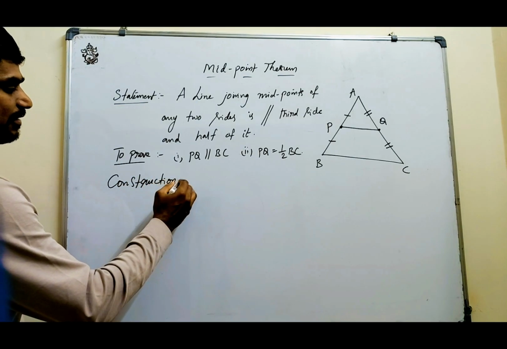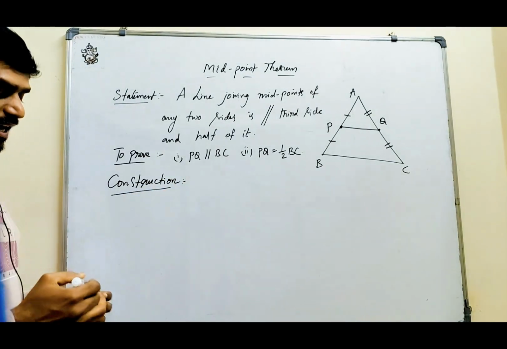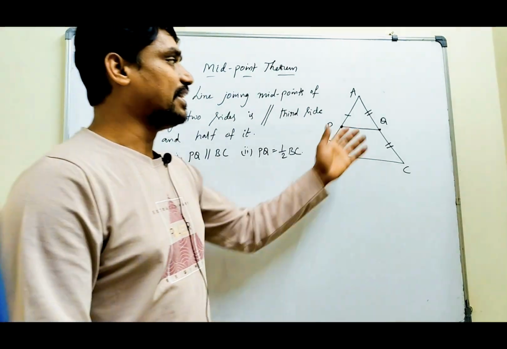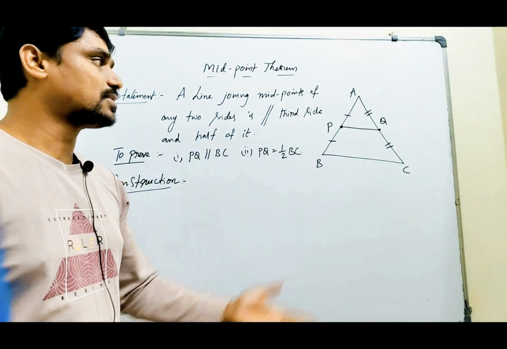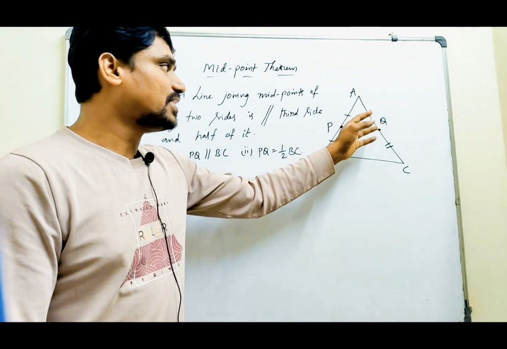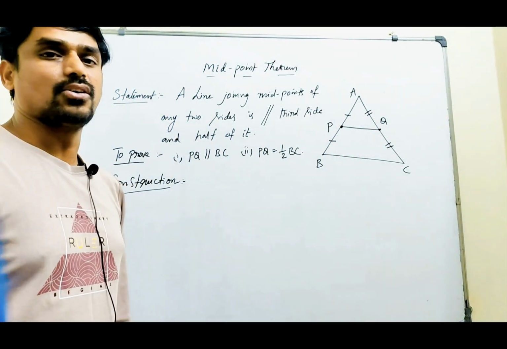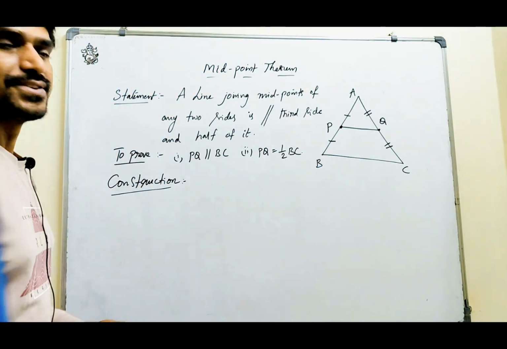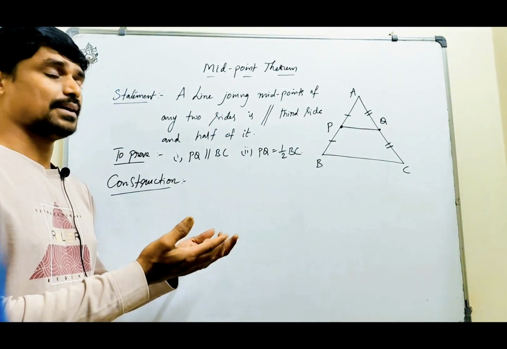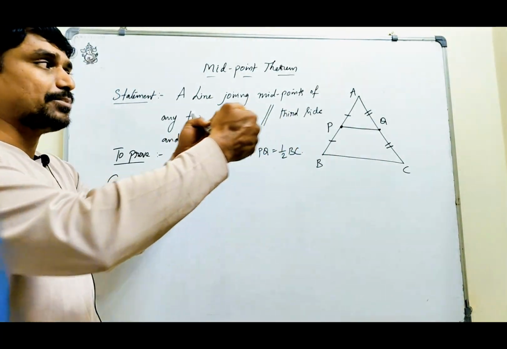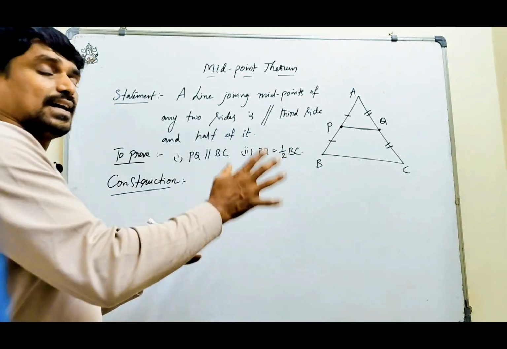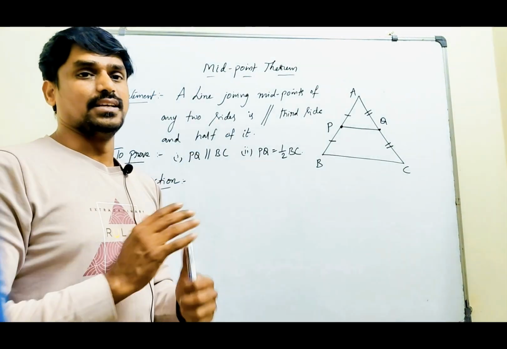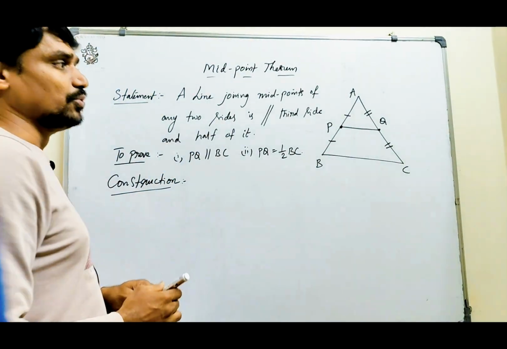Construction is always required where no direct approach is possible, because we need to prove parallel, and to prove congruency I cannot prove congruency of these two triangles anywhere. Clearly those are not congruent. So therefore we need some additional construction. We learnt parallelograms. That parallelogram concept I am going to bring here. By that I will prove PQ is parallel to BC and PQ is half of BC. Let's see how we can do that.